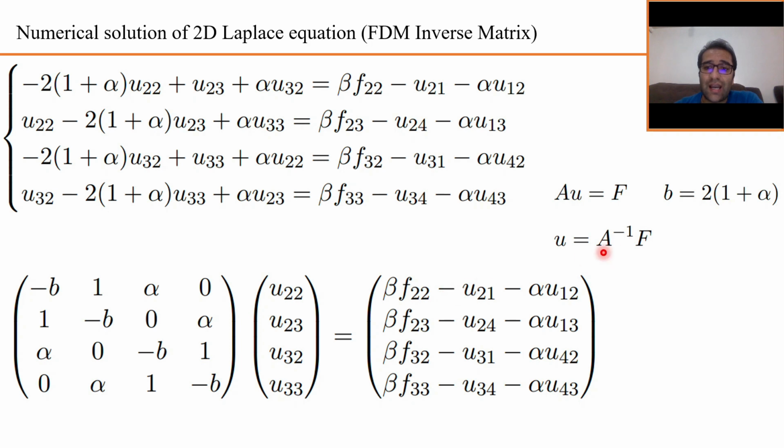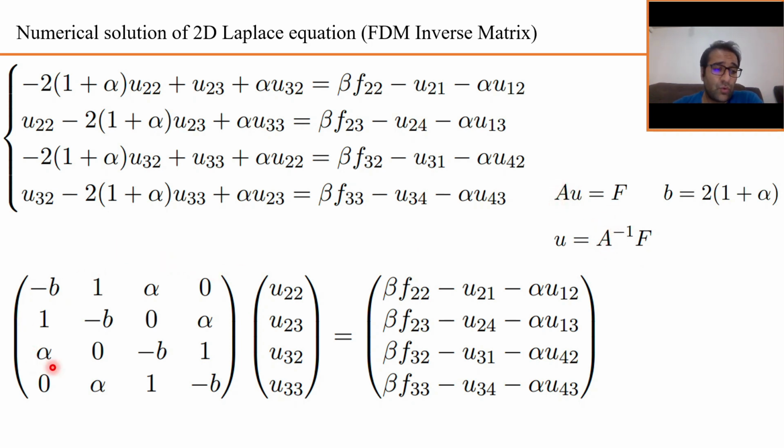And if I know the matrix A and I know the matrix F, I can simply find the unknown matrix U, that is just the values of the function at the unknown grid points, as A inverse multiplied by F, where A inverse is the inverse of matrix A.